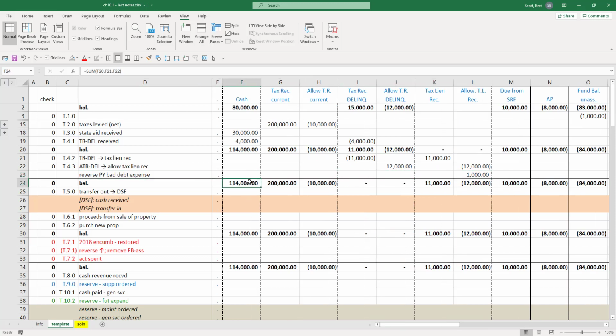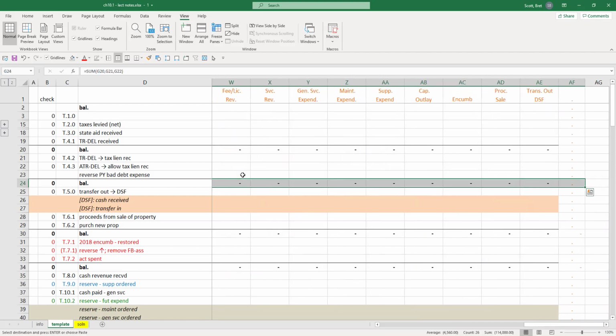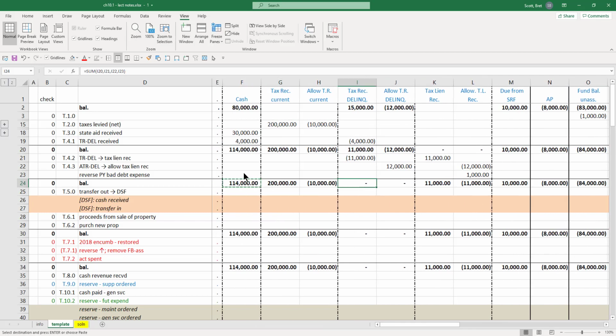And let me adjust my overall balances here to include that other row. You'll see I like to use the sum function quite a bit here. So overall, what's happened, I've removed everything from the tax receivable delinquent column, including the allowance, and I've transferred it over to the tax lien receivable. Okay, now there's a lien against people's property, but I don't expect to collect any of that. So the $11 million has been fully reserved.